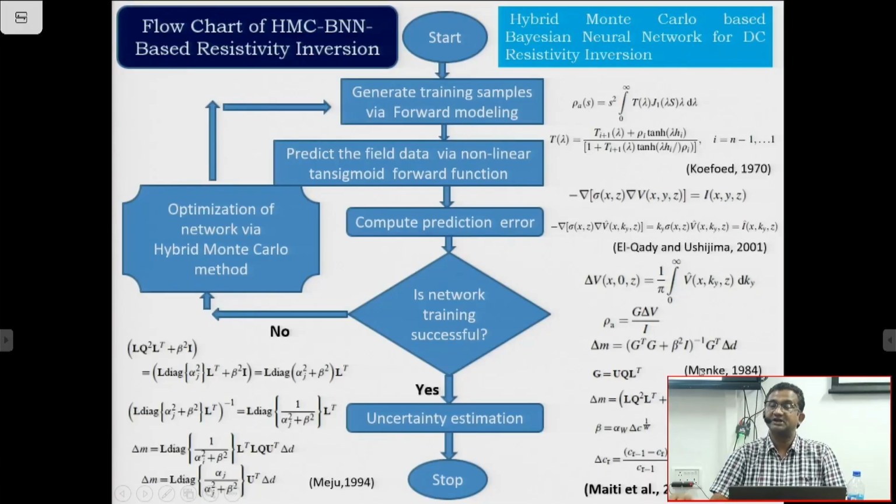In the inversion, which is the inverse problem, there are two parameters we have to estimate. One is rho 1, corresponding to layer 1, and H1, the thickness of layer 1. Then rho 2, the true resistivity of layer 2, and H2, the thickness of layer 2. Delta M includes both thickness as well as resistivity; the model parameters include everything, the thickness and resistivity of each layer, all put in a single vector.